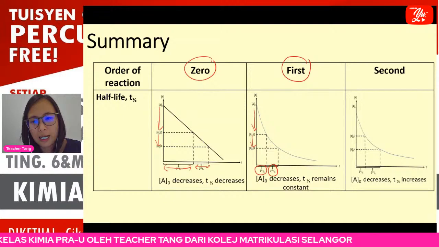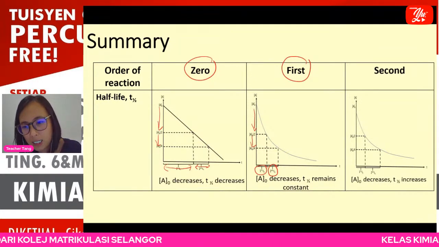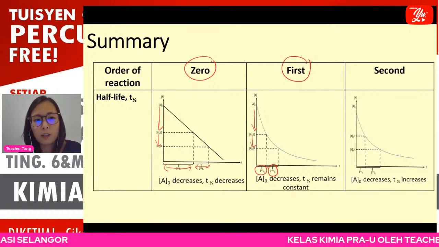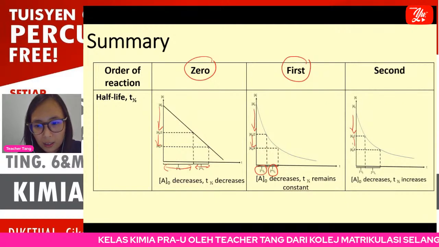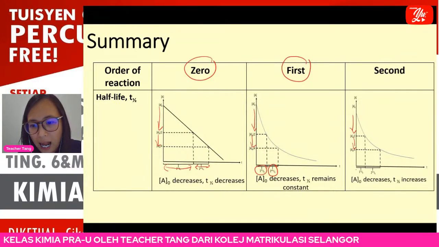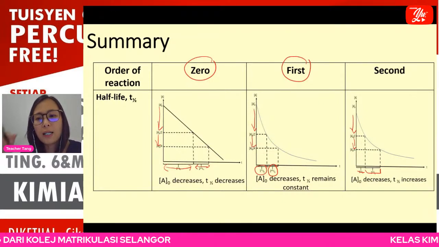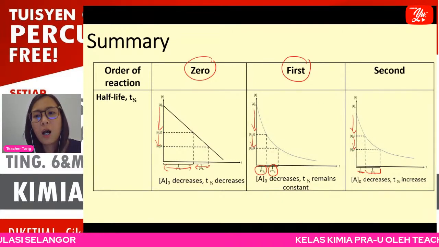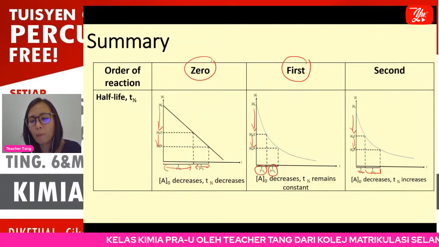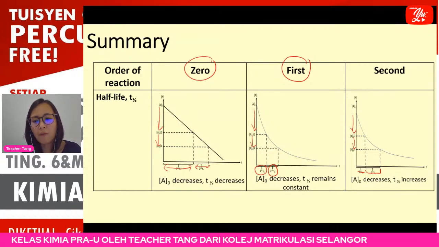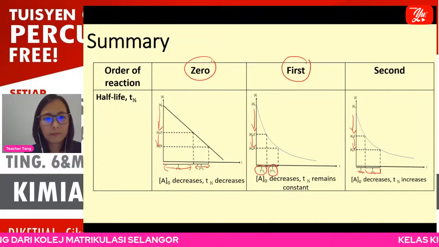For second order reaction, we still plot the concentration of reactant A versus time t. But for the second order reaction, as the initial concentration decreases, we can see that the half-life increases. You must remember, this is the pattern for the second order reaction, where the initial concentration is inversely proportional to half-life. So when the initial concentration decreases, the half-life will increase.